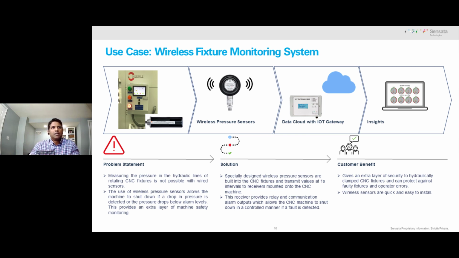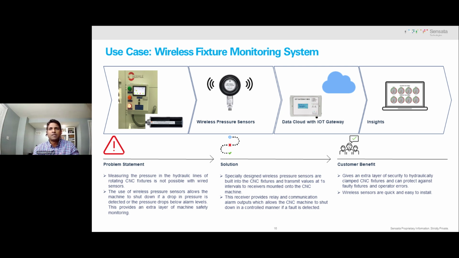So the fourth wireless case study I'll be talking about is at a CNC machine manufacturer. In a CNC machine, a fixture is the work holding device. A hydraulic or pneumatic charging circuit clamps the workpiece in place, and any drop in pressure in the clamping system can lead to the workpiece moving, resulting in parts being incorrectly machined or becoming loose or detached.